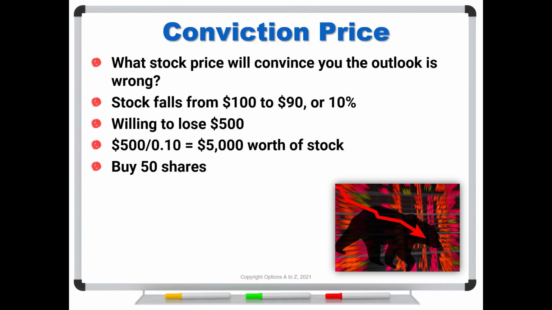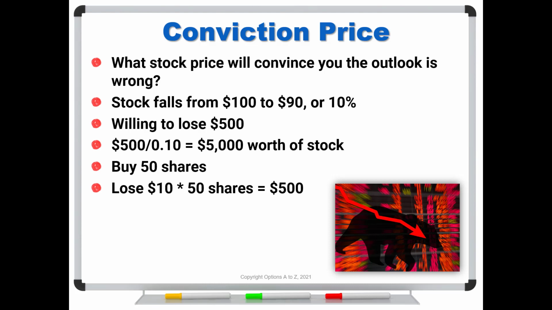So see, now if the stock falls from 100 to 90, we've lost 10 bucks on 50 shares, and there's your $500. But see, those are two very different prices. 97.50 is far more likely to get hit than 90. So this is a much better way to approach your stops.